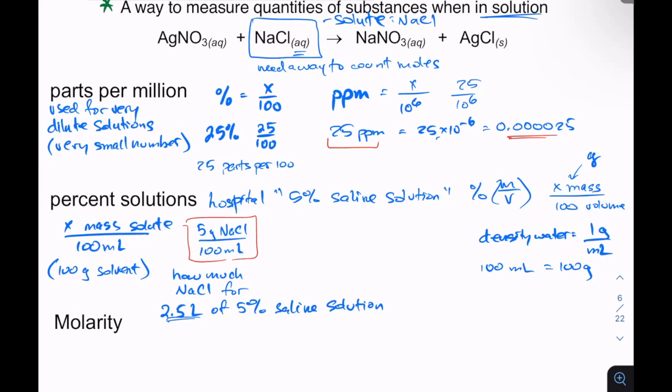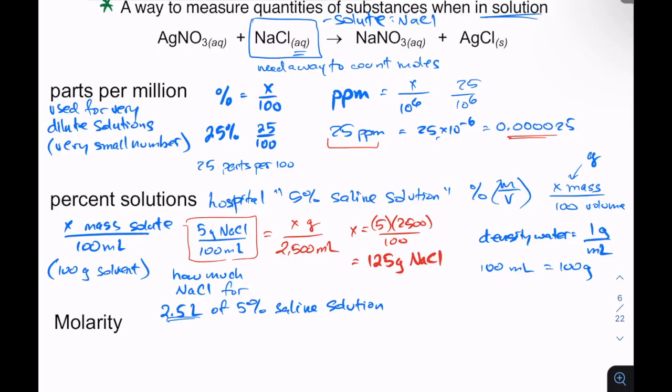Well, now we no longer have 100 milliliters. How many milliliters are we going to have? 2,500. So solve for X. It's a simple ratio. You can cross multiply. And this is easy math. All right, when we go and solve for that, let's just solve for X. X is equal to 5 times 2,500 divided by 100, which gives us, let's see, when I did this, 125 grams of sodium chloride.